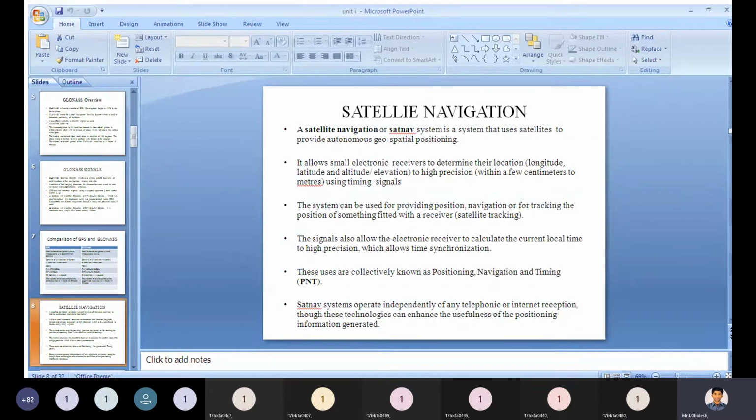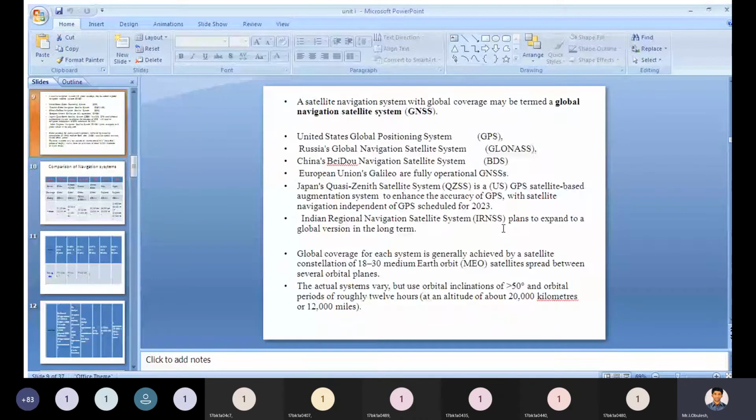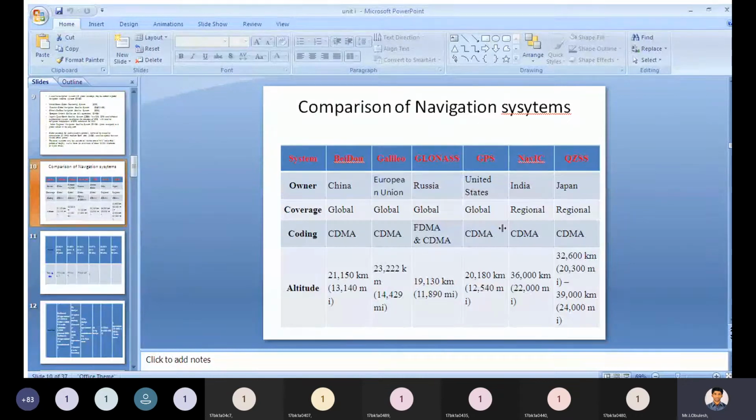So in yesterday's afternoon session, we discussed satellite navigation. In satellite navigation, we discussed why we need to use satellite navigation, what techniques we are going to use, and what the comparison of navigation systems is. How many types do we have? Who is the owner? And how long does it cover?